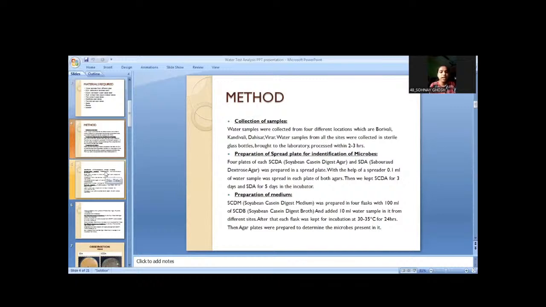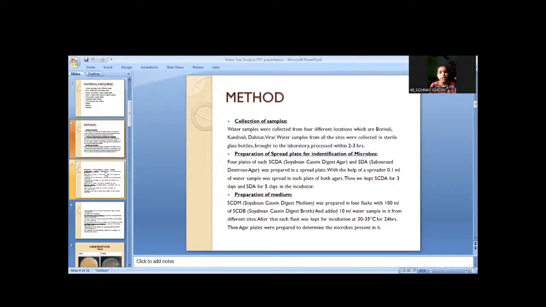The methods were collection of samples. Water samples were collected from 4 different locations, which are Borivli, Kandivli, Dahisar, Virar. All the water samples were collected in sterile glass bottles, brought to the laboratory, and processed within 2 to 3 hours. For the preparation of spread plates for identification of microbes, 4 plates each of SCDA and SDA were prepared as spread plates with the help of a spreader. 0.1 ml of water sample was spread on each plate of both agars.